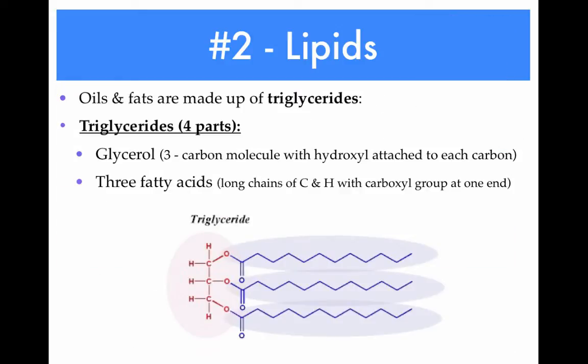Oils and fats are made up of triglycerides. A triglyceride has 4 parts. The first part is a glycerol, which is a 3-carbon molecule with a hydroxyl attached to each carbon. And it's also made up of 3 fatty acids, which are just long chains of carbon and hydrogen with carboxyl groups at one end. The image below is of a triglyceride. You won't be expected to memorize how to draw this triglyceride, but you should know what it looks like and also what the parts are that make up a triglyceride.